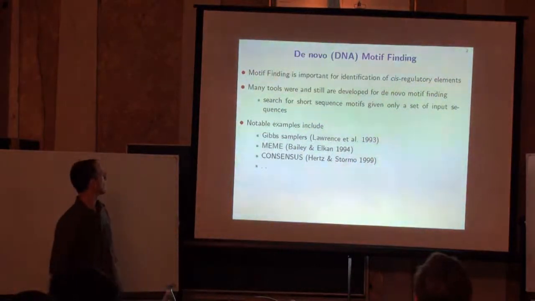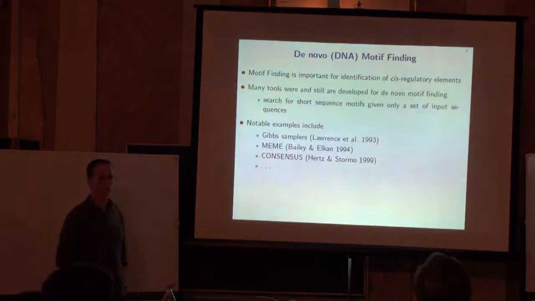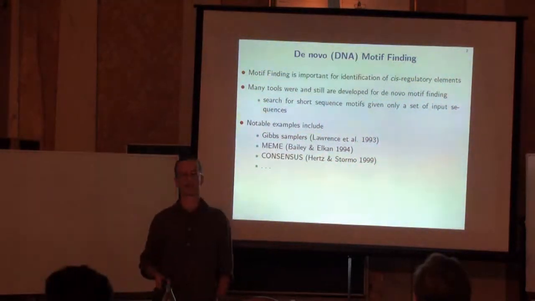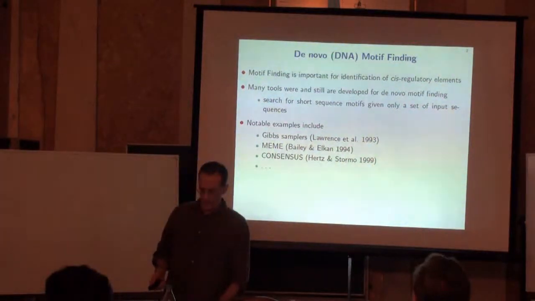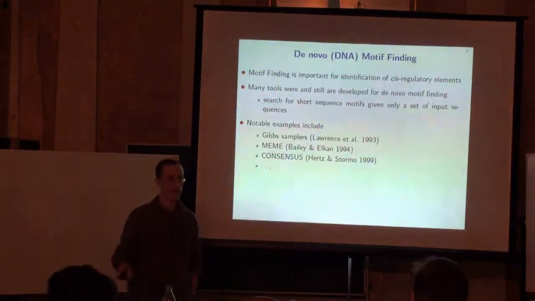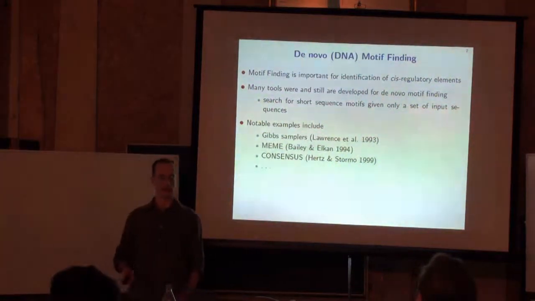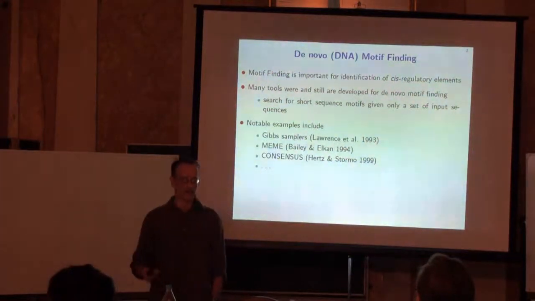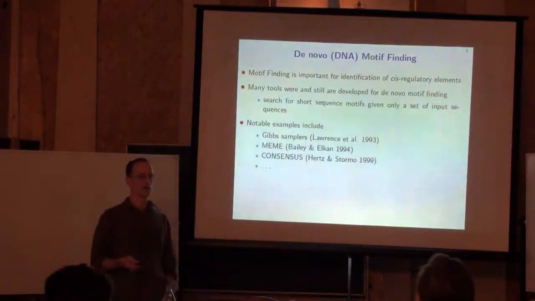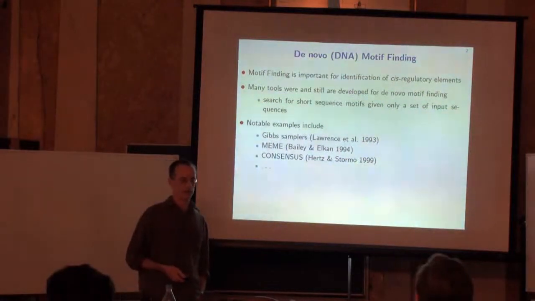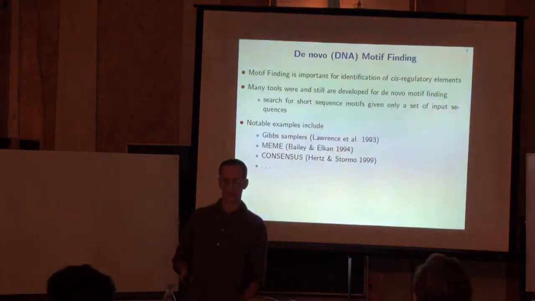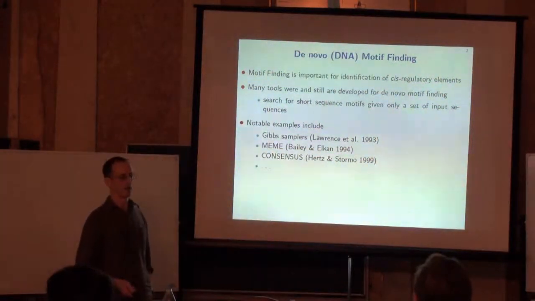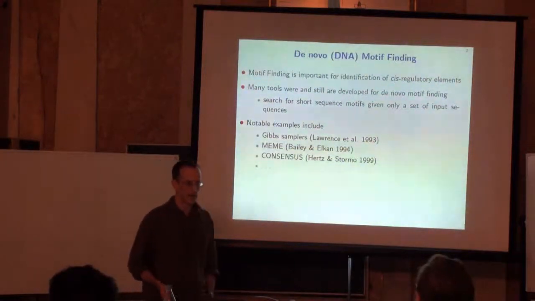As I'm sure you all know, motif finding is important for the identification of cis-regulatory elements, in particular transcription factor binding sites. And it's a fact that many tools were and still are developed for de novo motif finding. By de novo motif finding, I mean a tool that would search for short sequence motifs given only a set of input sequences without any additional information. Notable examples, I've listed a few.